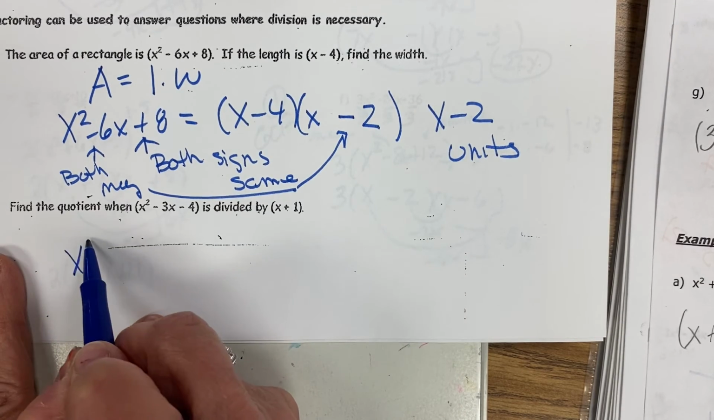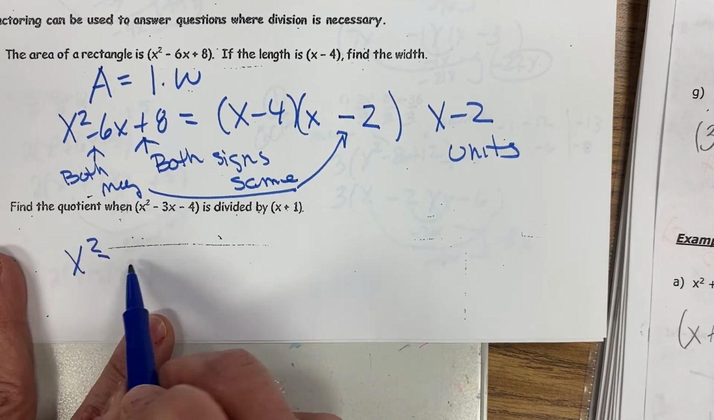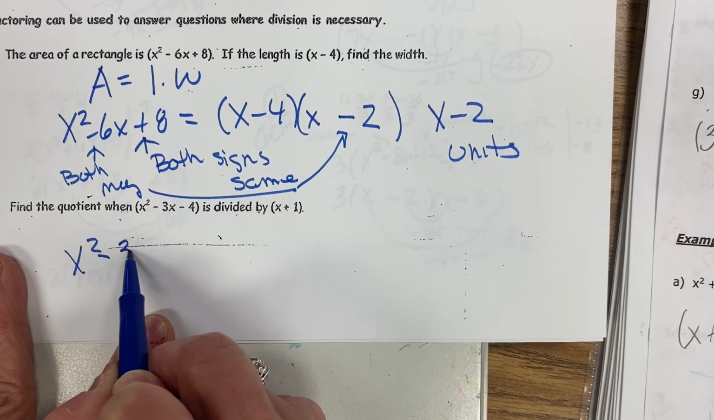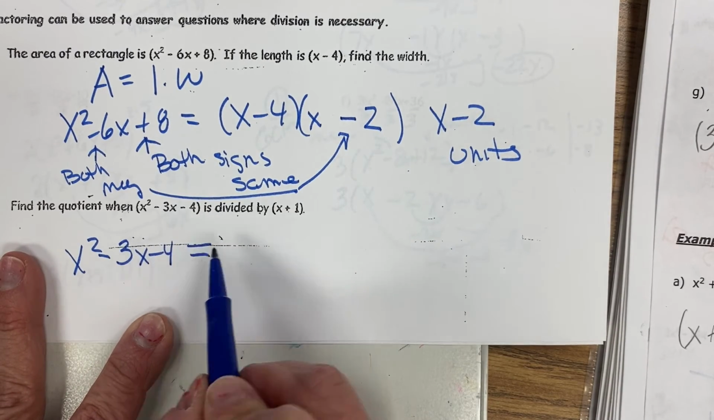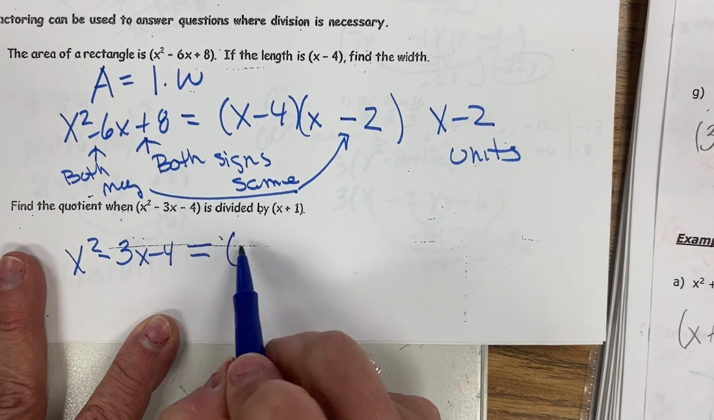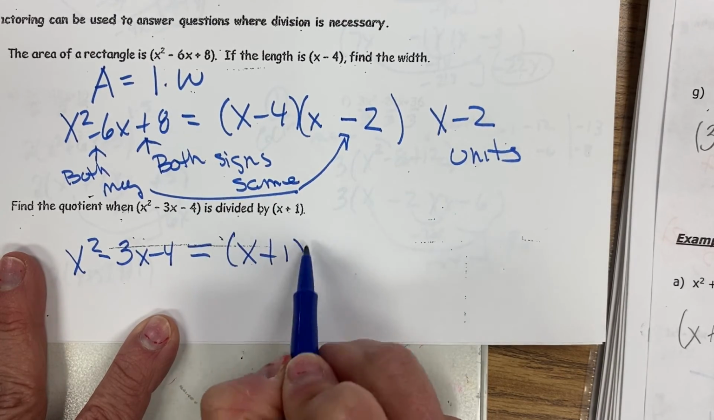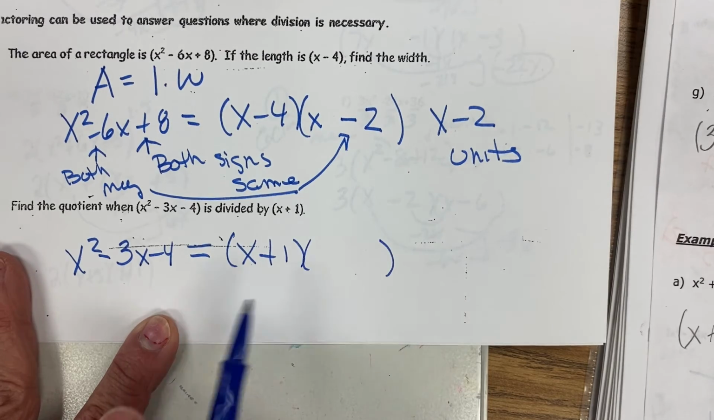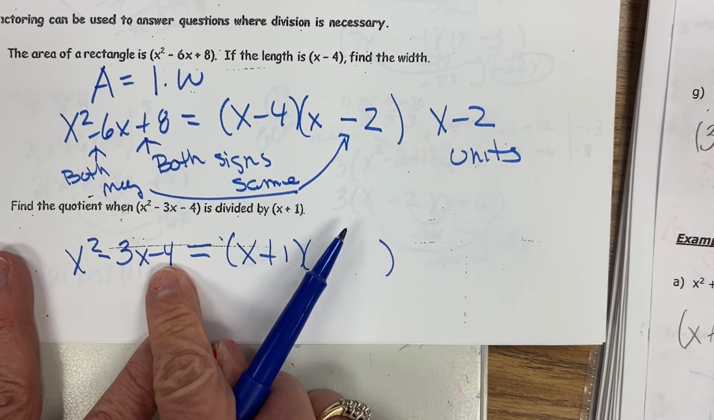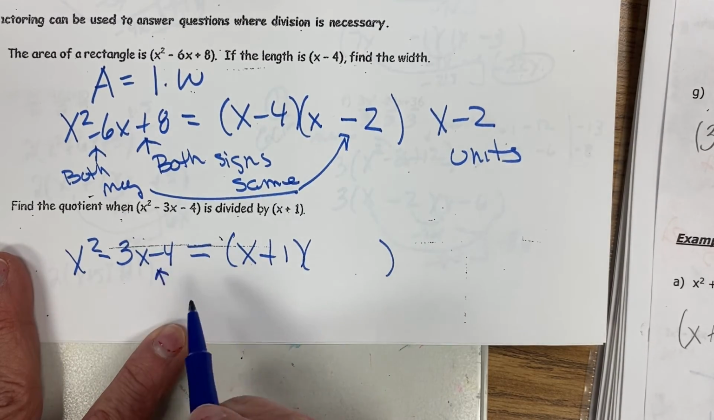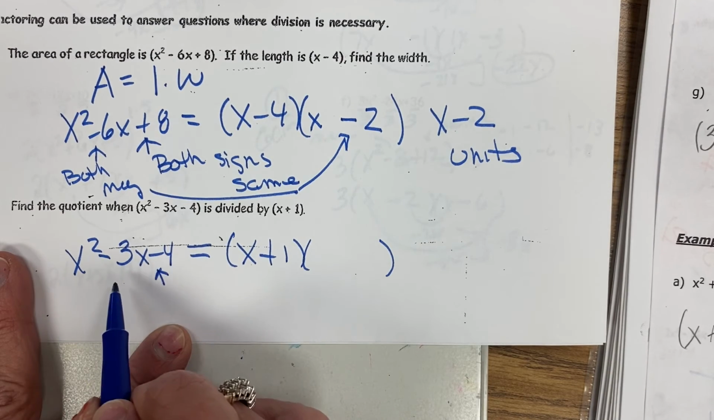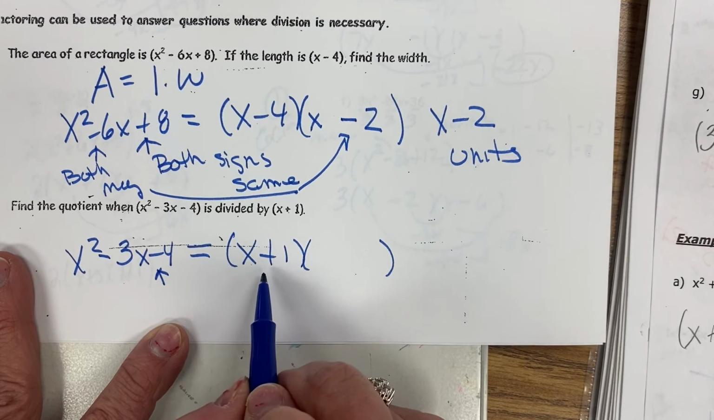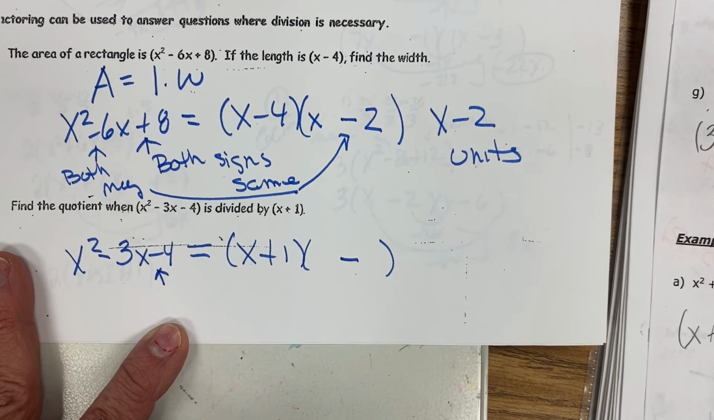So if your area is x squared, or your end product is x squared minus 3x minus 4, that means you have two numbers that are multiplied together, x plus 1, and you want to find that other product. This tells me that the signs are different, one is going to be a negative and the other is going to be a positive. So if this is a positive, this has to be a negative.